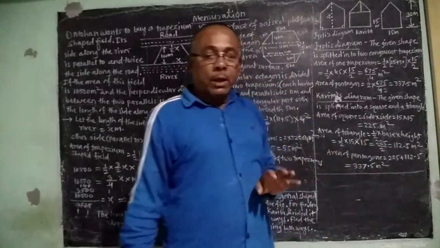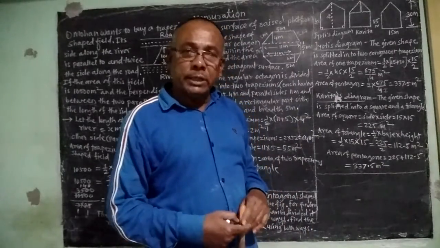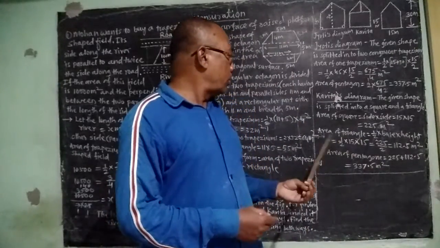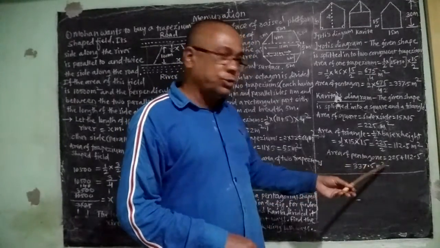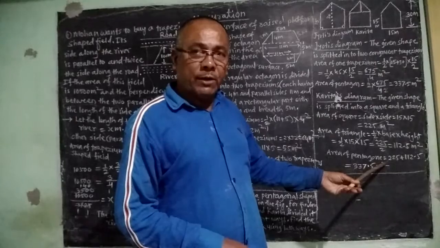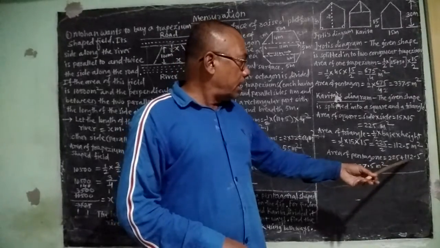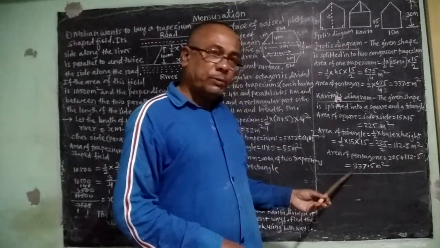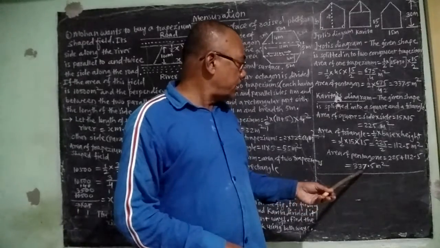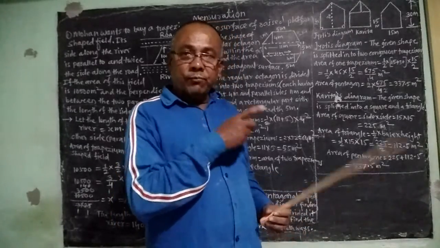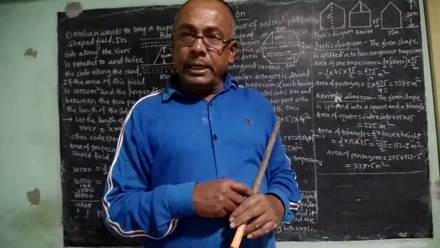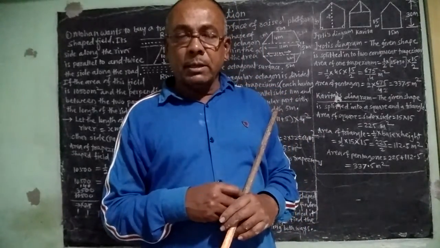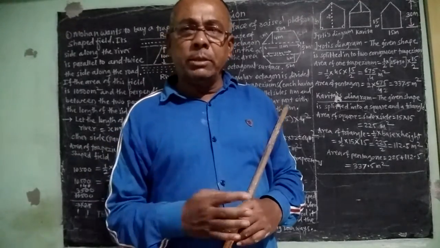And now we will find the total area of the pentagonal shaped park, that is area of pentagon is equal to 225 plus 112.5, that will give us 337.5 meter square. From both the answers it is seen that the area of the pentagonal park is the same by both the methods.